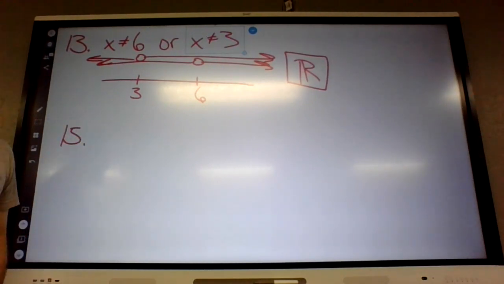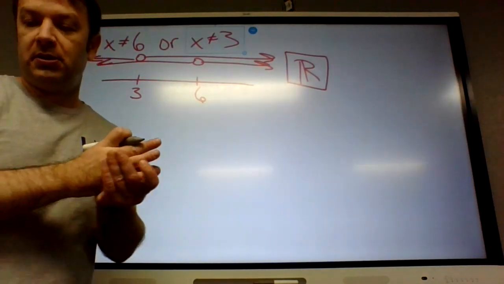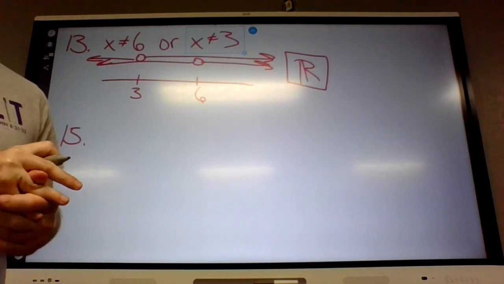Number 14, you actually have to just solve those two, just like yesterday. I'm not going to make you simplify it.